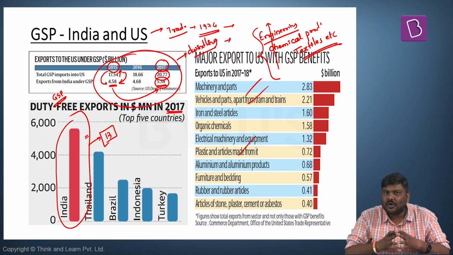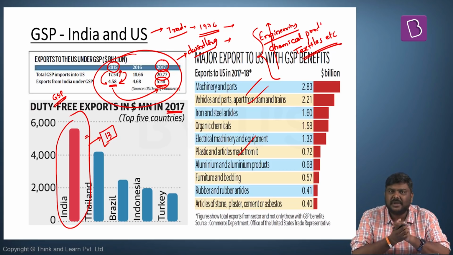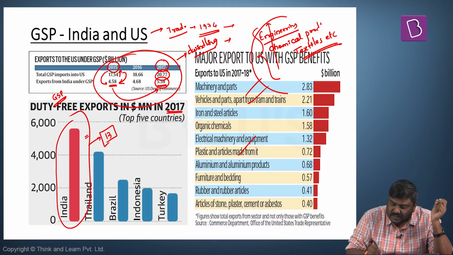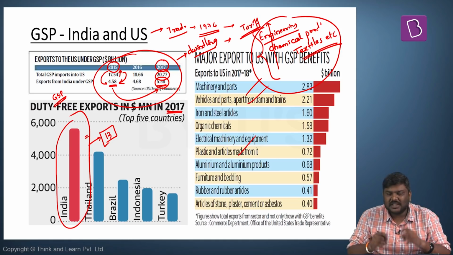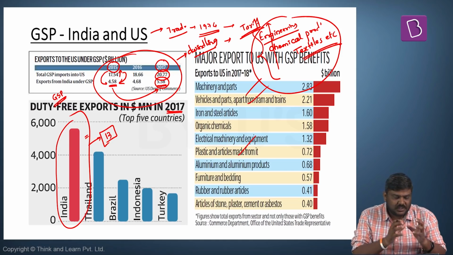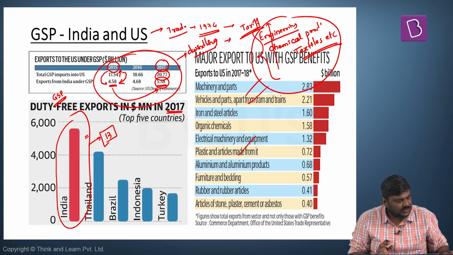And since these have gone to USA under the ambit of a GSP, there will be no tariffs imposed, and there are certain benefits derived by these particular sectors in the form of a tariff exemption. So these are some of the numbers related to the GSP between India and US.